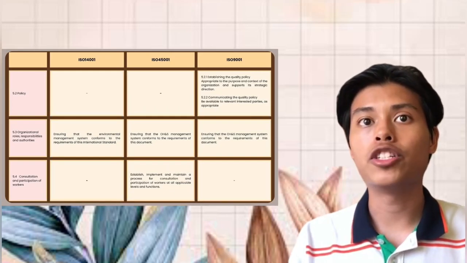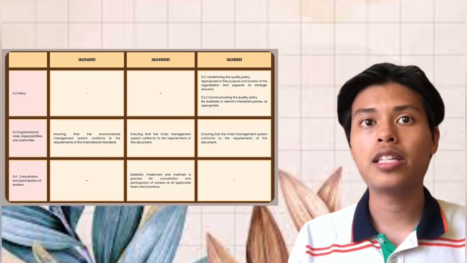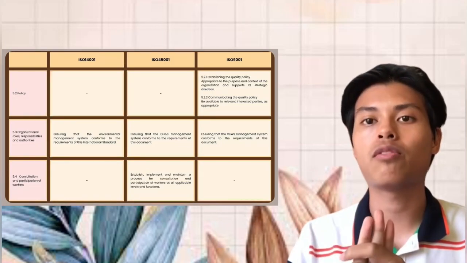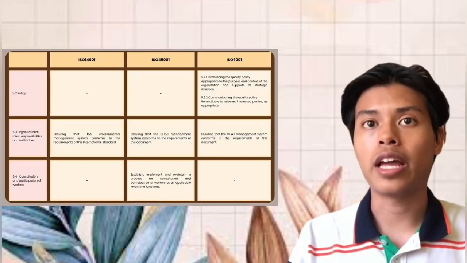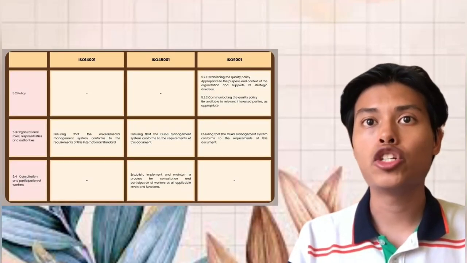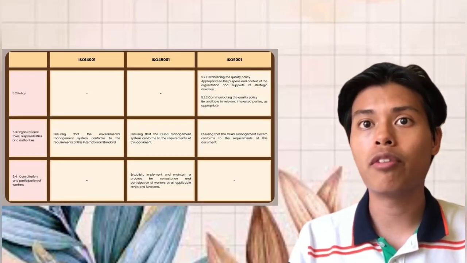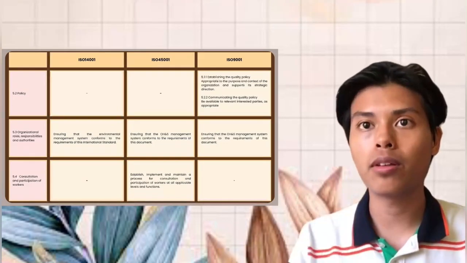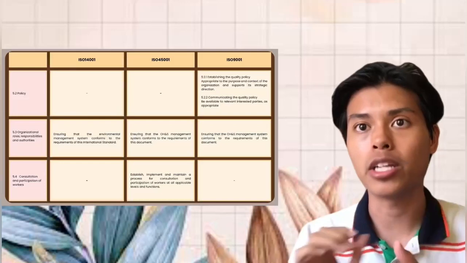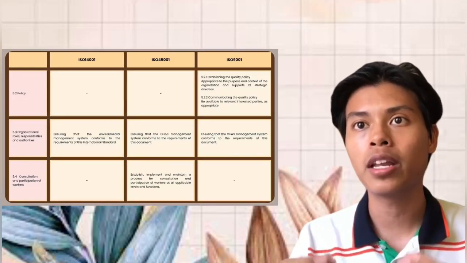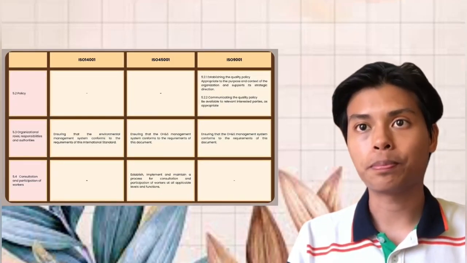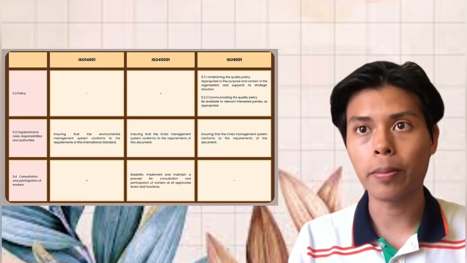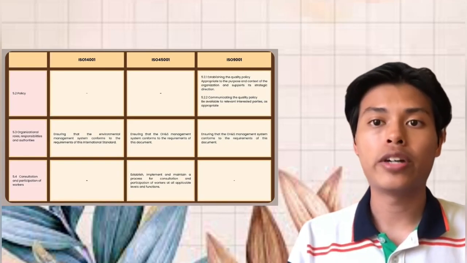For 5.3, organization roles, responsibilities and authorities, these three standards have content which is, for ISO 14001, ensuring that the EMS conforms to the requirements of the international standard, and for ISO 45001, ensuring that the OHS management system conforms to the requirements and documents, and for ISO 9001, ensuring that the quality management system conforms to the requirements of this international standard.